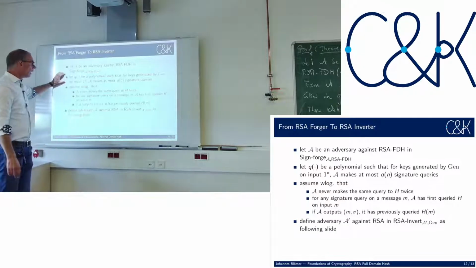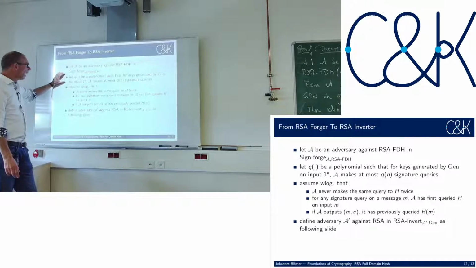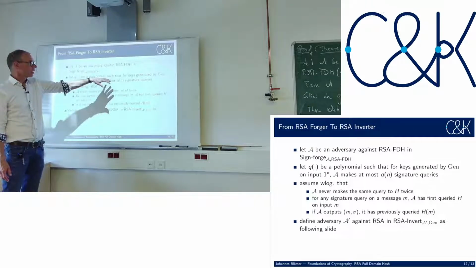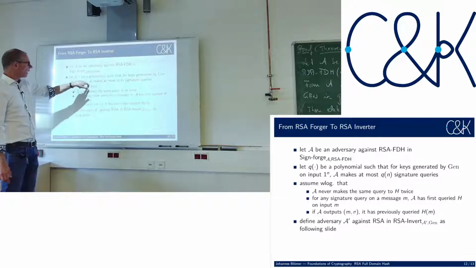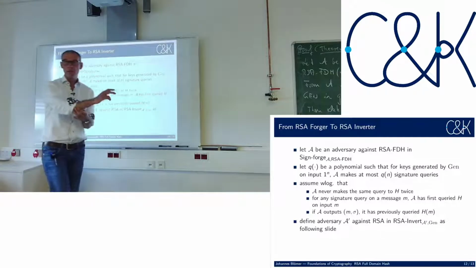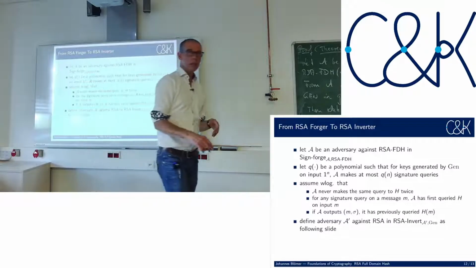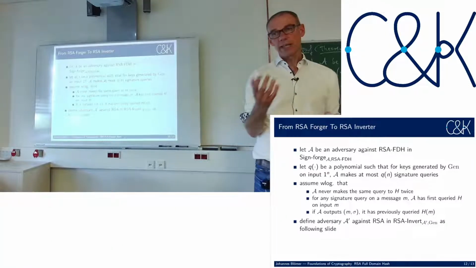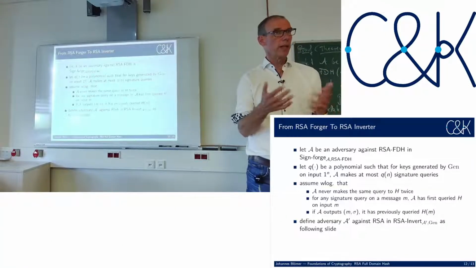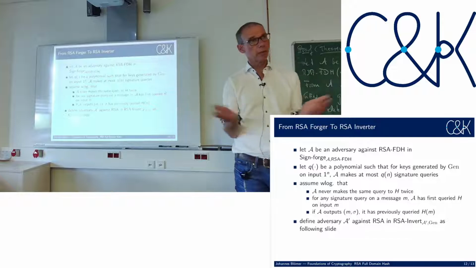So let q(n) be a polynomial such that for keys generated by Gen on input 1^n, A makes at most q(n) signature queries. Such a polynomial must exist because A is a PPT, so it cannot make more than polynomially many queries.